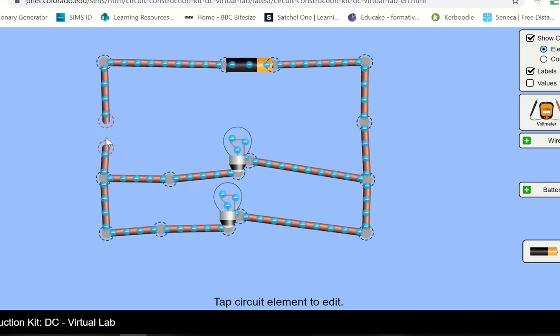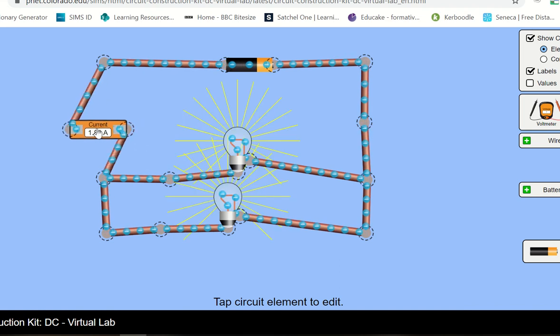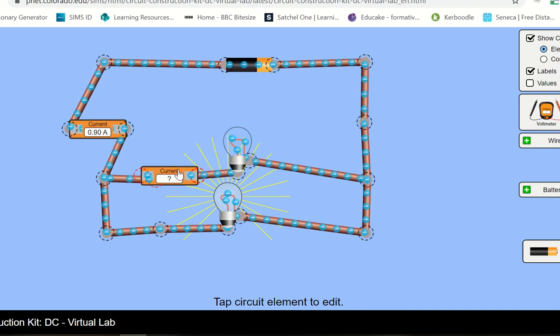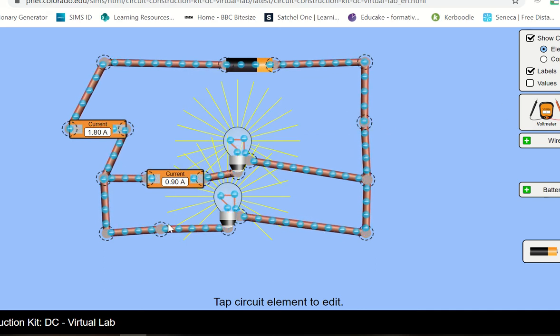So if I stick an ammeter in here, we can see that the current before the junction, before this point, is 1.8 amps. So if I have two identical paths that the electrons can flow through, what do you think the current will be on these two loops? Well, on the first loop you can see it's 0.9 amps. What do you think it will be on the second loop? 0.9 amps. So that's only the case because these two lamps are identical.